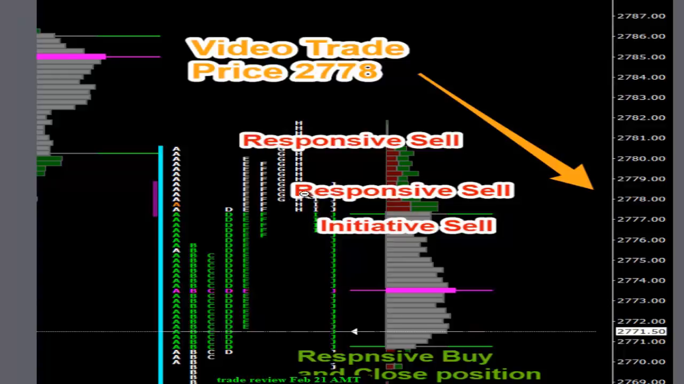Then it traded back up, responsive sellers sold again, and what we're looking for is not just responsive sellers, but initiative sellers to sell into or back into value through into the point of control, which is the point line, the magenta line here, and then potentially lower. And so here you see at 27.78 is the entry.